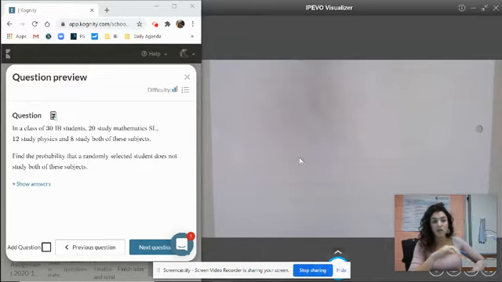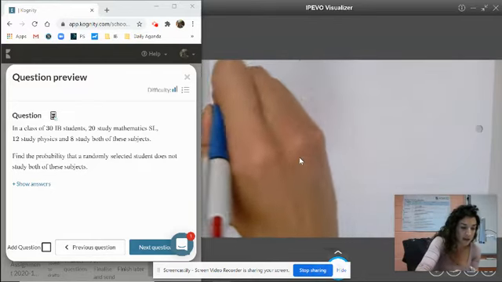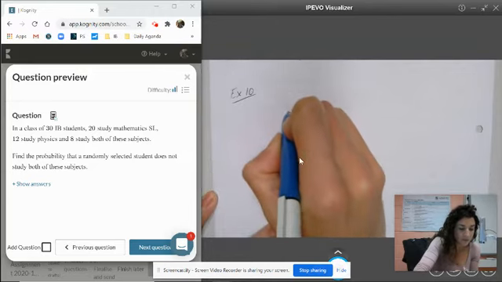So it says in a class of 30 IB students, 20 students study mathematics, and 12 study physics, and 8 study both. So this idea of there being some sort of overlap, it's not like a sequence of events. That's when you should start thinking, oh, okay, maybe I should be creating a Venn diagram here. So let's call this example 10.